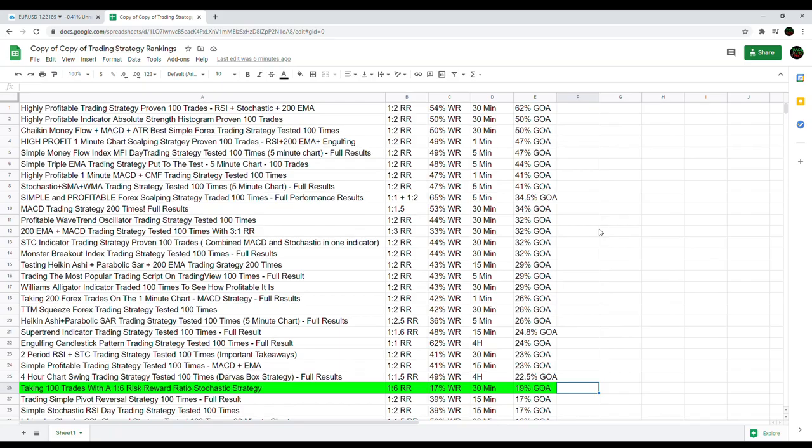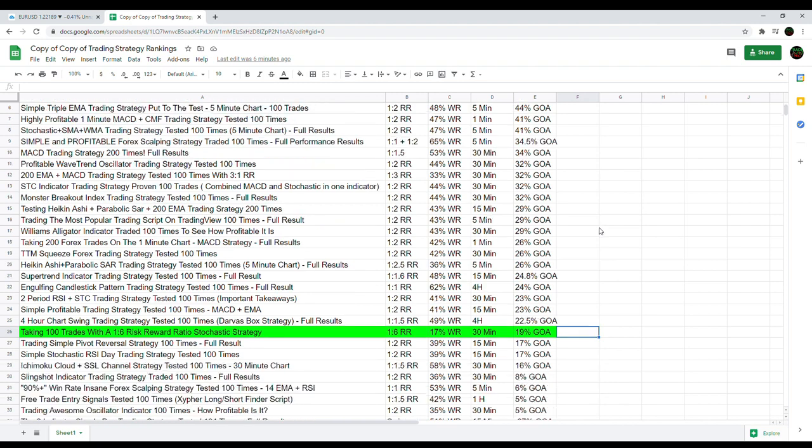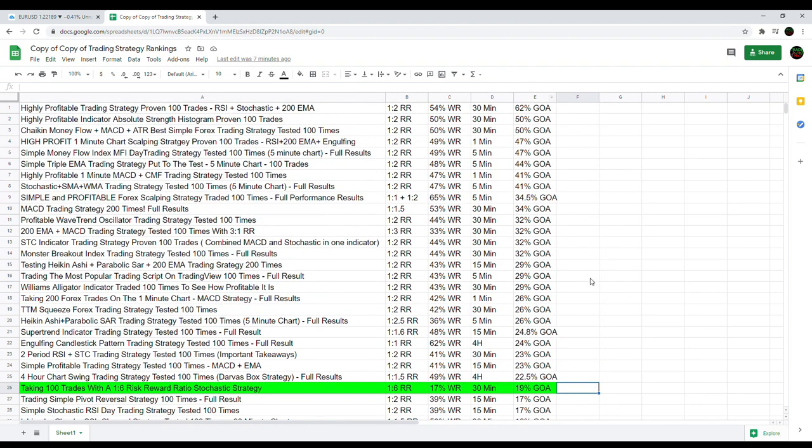All right, so here it is on the spreadsheet, falling at spot number 26 out of 37 that I've tested on the channel so far. And obviously it doesn't do very well, but that wasn't the point of this video. The point of this is to be able to compare an extreme 1-to-6 risk reward with another extreme 1-to-0.5 or 1-to-0.25, which I'll make a video on tomorrow.